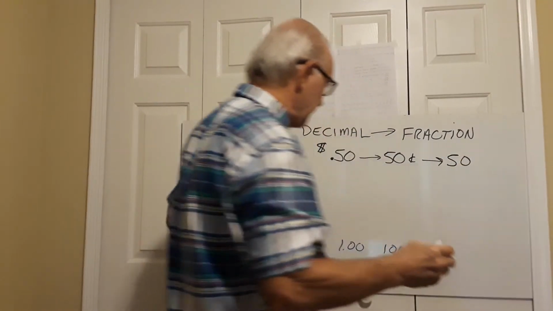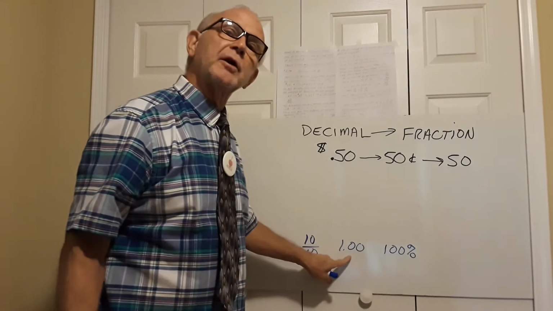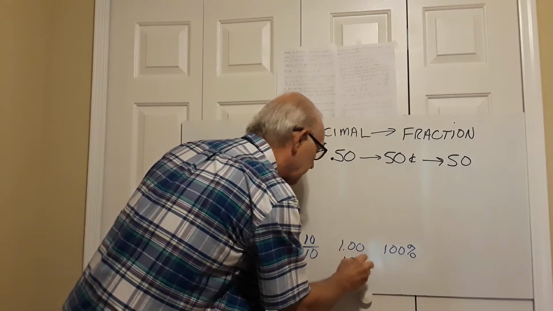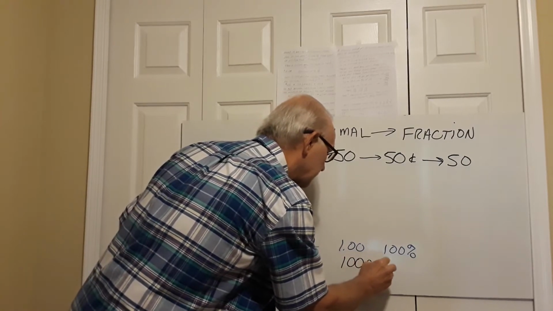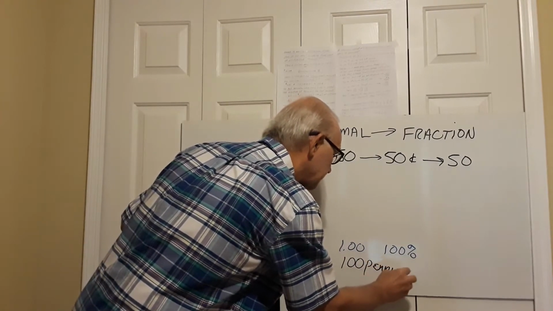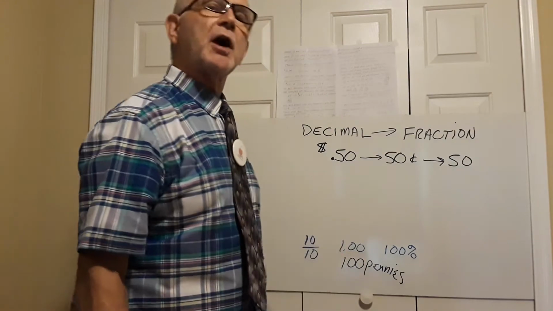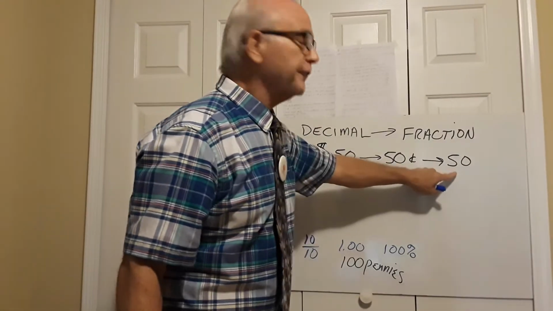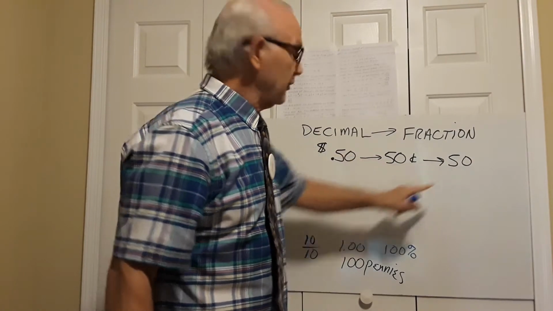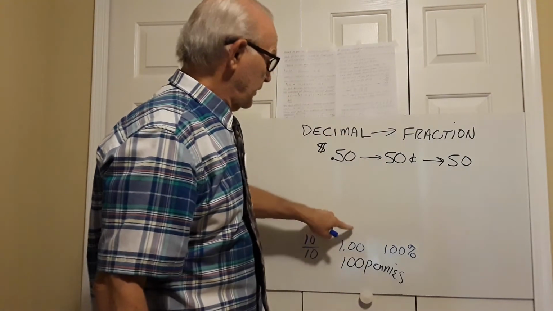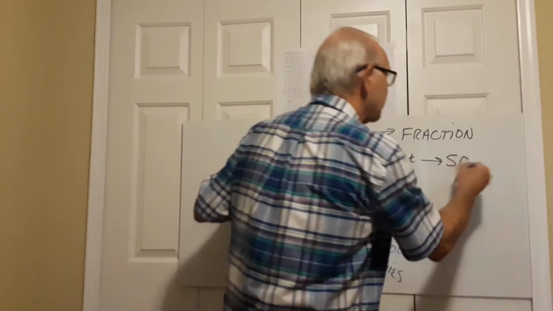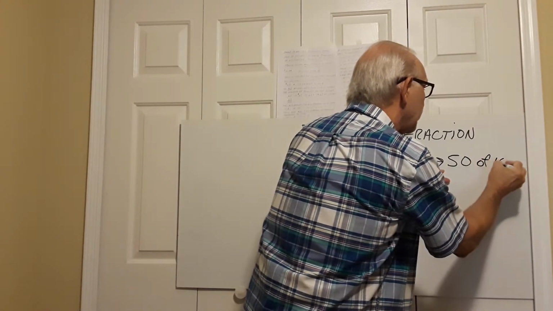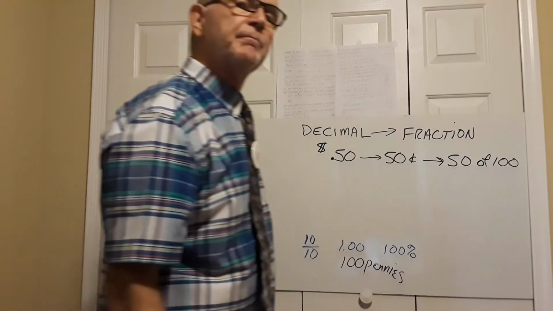And where did we say 100 pennies was? Right there. $1 is actually 100 pennies. If you had 100 pennies, you have $1. All right? We're talking about 50 pennies. And we are in a scale of 100. So this is actually 50 of 100 pennies.